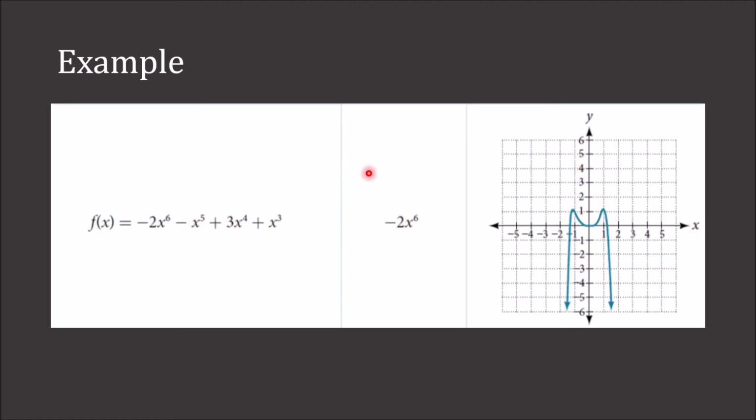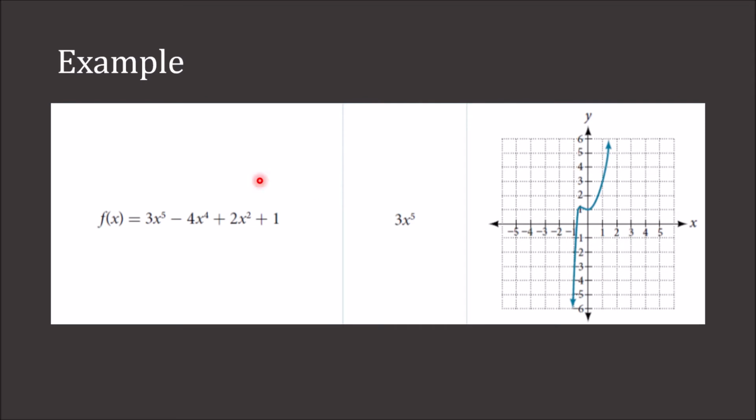So next up we have the polynomial negative 2x to the 6th minus x to the 5th plus 3x to the 4th plus x cubed. Well, this leading term here is the power function negative 2x to the 6th. That is a power function with even power and negative coefficient. So it will tend to negative infinity, as x tends to both minus infinity and positive infinity.